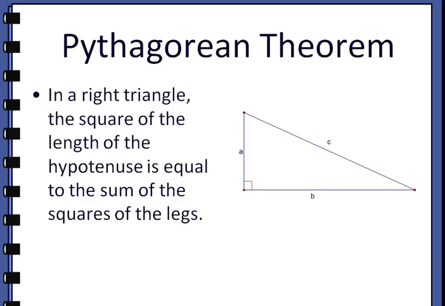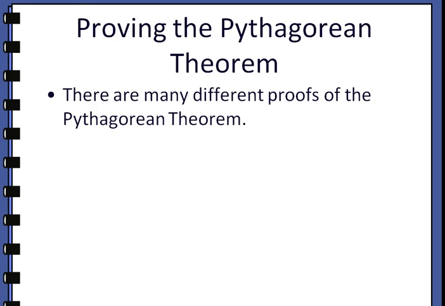So you should know this. The Pythagorean theorem just states that in a right triangle, and be careful, it's always in a right triangle, the square of the length of the hypotenuse is equal to the sum of the squares of the legs. You've learned this as a squared plus b squared equals c squared. It's just when you square the legs and add them together, it should equal the square of the hypotenuse in every single right triangle. Now, there are many different proofs of the Pythagorean theorem.